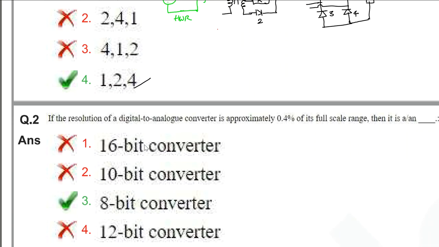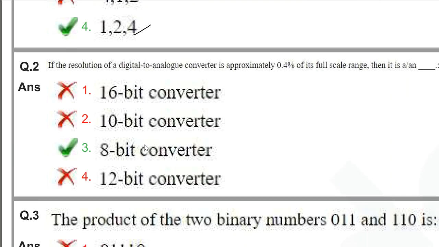Next, the second question is from the subject of digital electronics, and it is based on the concept of digital to analog converters. Let's see the question. If the resolution of a digital to analog converter is approximately 0.4% of its full scale range, then it is an n-bit converter. So you need to find which converter it is. Here we need to calculate how many bits.